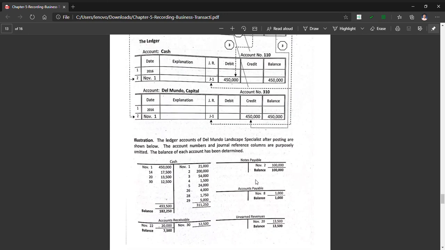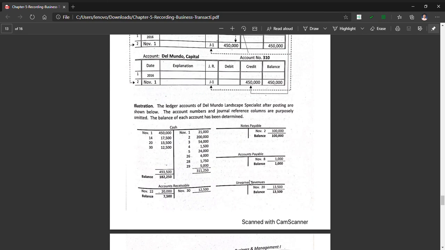So as you can see, ganito yung effect ng pag-post. As you can see, every account title meron siyang balance. So, November 1, 2, 3, 4, 5, tapos 14. So, ganito lang. Every debit under sa journal, i-transfer nyo dito sa debit. Every credit under sa journal, i-transfer nyo din sa credit. Tapos, at the end of the period, you add the total of the debits and credits. So, yung total debit sa cash is 493,500, while the total credit sa cash is 311,250.